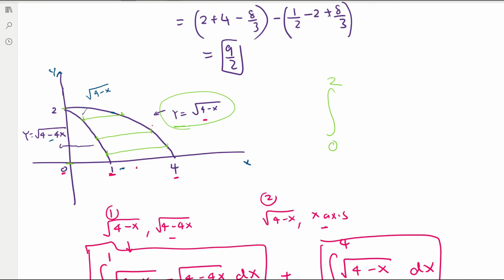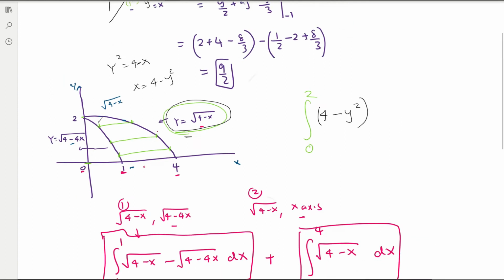Remember we discussed this. So you need to make x the subject. So I'll square both sides. So y squared is equal to 4 minus x. So x is equal to 4 minus y squared. So that's the function on the right. I wrote y is equal to square root 4 minus x in a different way by making x the subject, writing it in terms of y.